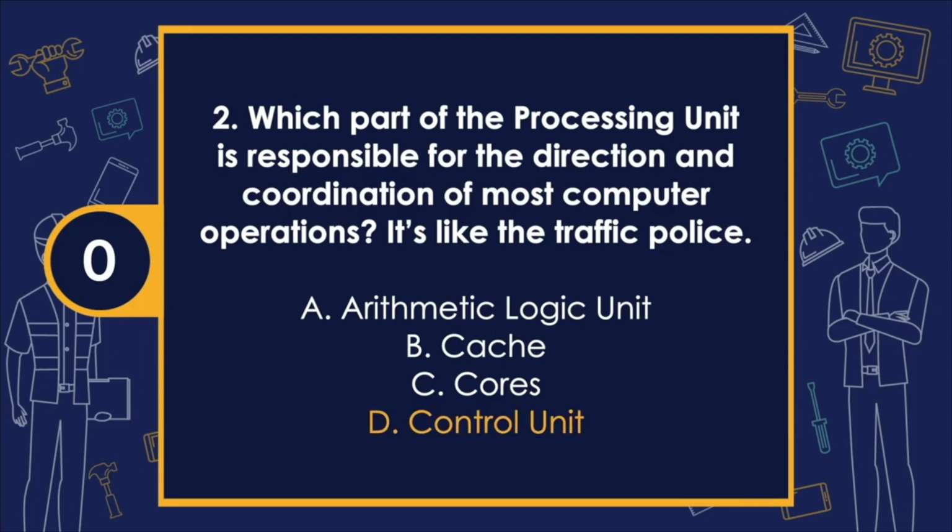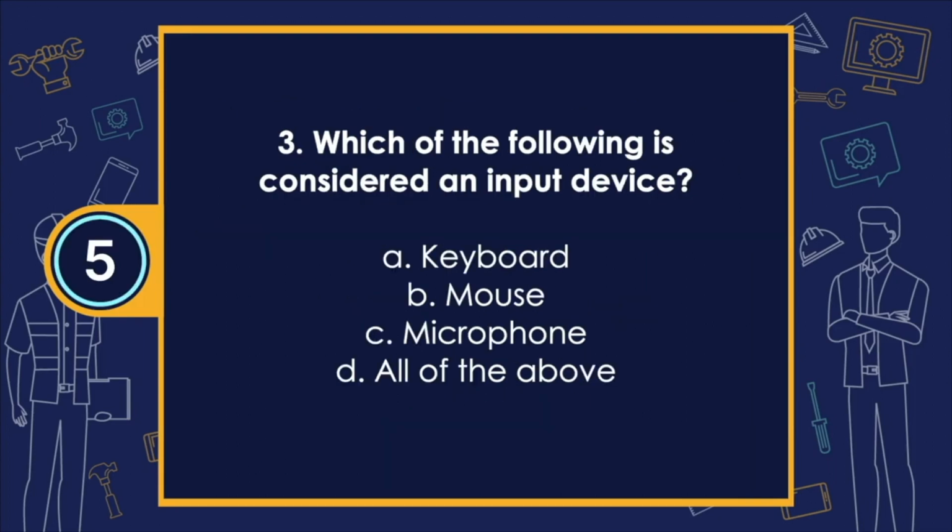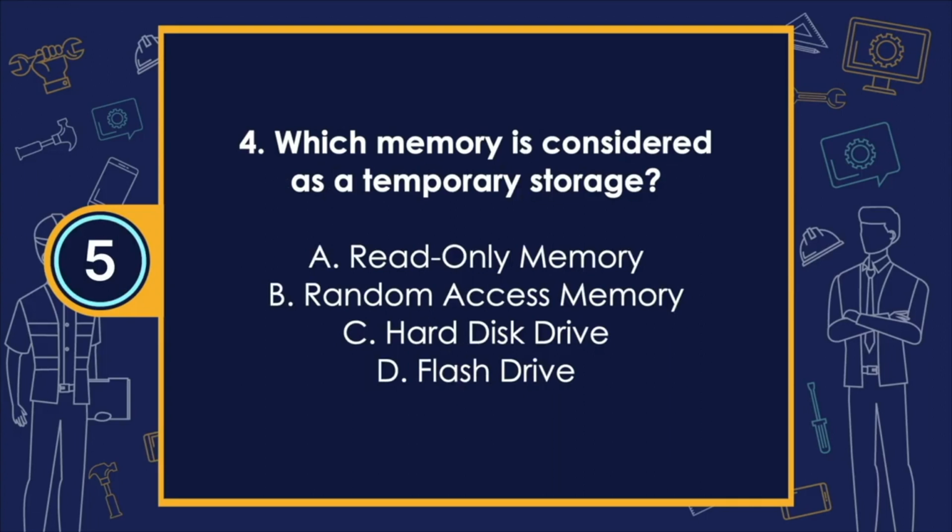Number 3, which of the following is considered an input device? The correct answer is letter D, all of the above. Number 4, which memory is considered as a temporary storage? The correct answer is B, random access memory.